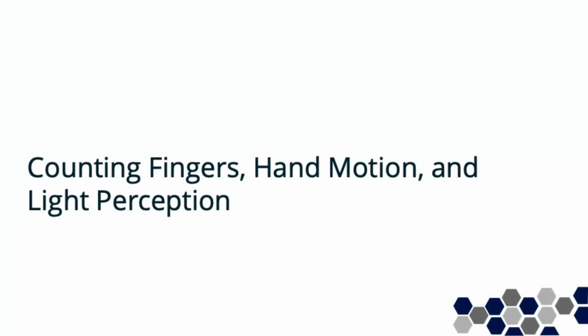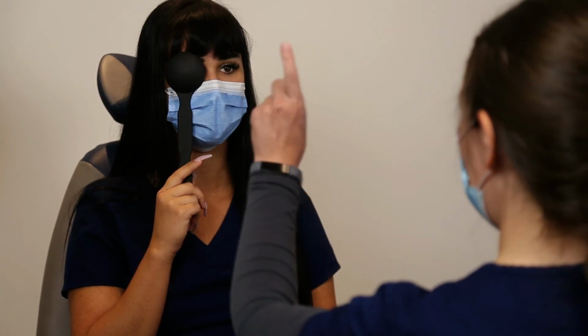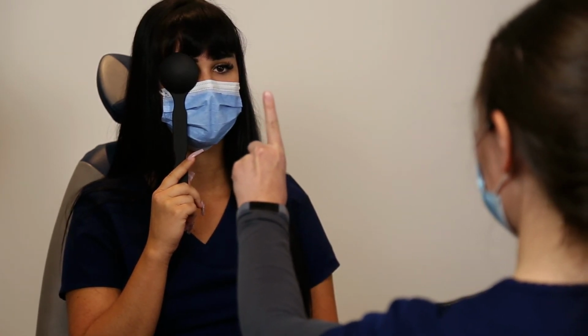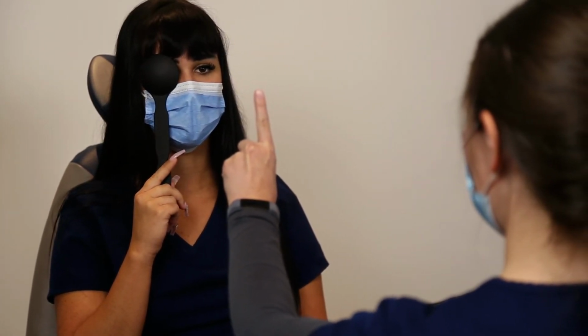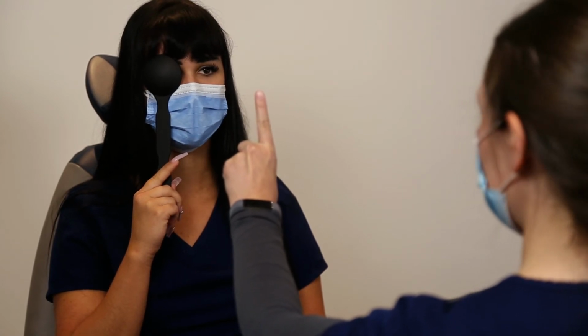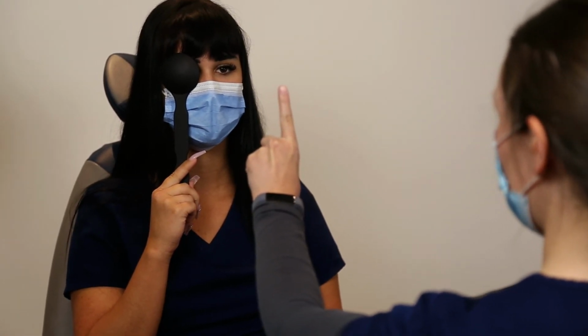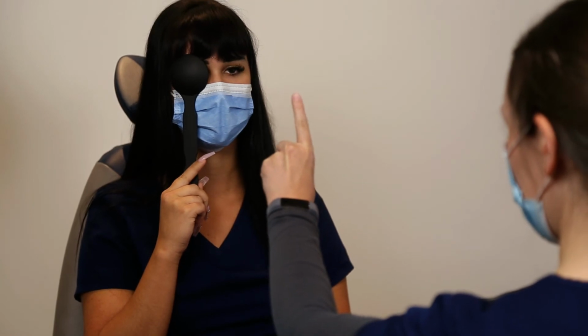Now let's show you how to test using counting fingers, hand motion, and light perception. Ask the patient how many fingers you are holding. The distance here is roughly 2.5 feet. If the patient correctly states the number of fingers, then you would say that the patient is able to count fingers at 2.5 feet. If the patient is incorrect, then move on to hand motion.